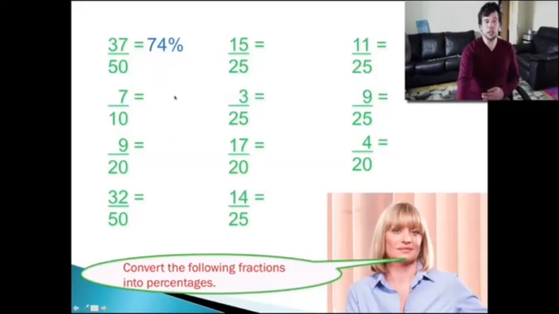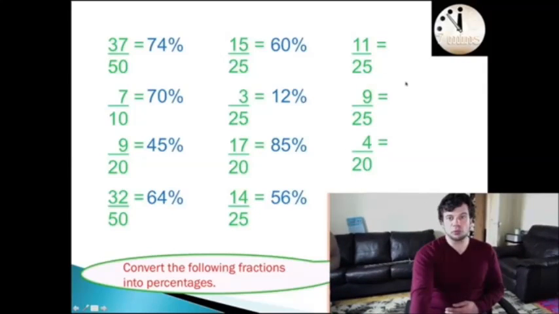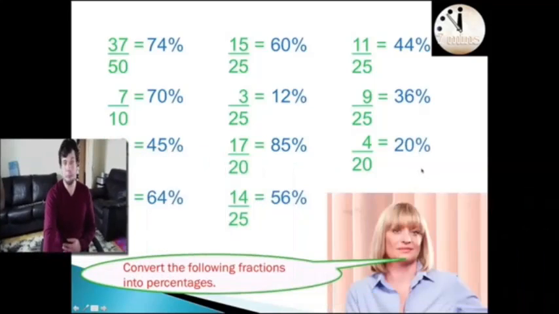74%. We're going to go down in columns. 70%, 45%, 50 times 2, 32 times 2 is 64%, multiplied by 4, 15 times 4 is 60%, multiplied by 4, 3 times 4 is 12%, there are 5 20s in 100, multiplied by 5, 17 5s are 85%, multiplied by 4, 56%, multiplied by 4 again, 44%, and again multiplied by 4, 9 4s are 36%, there are 5 20s, multiply the 4 by 5, 20%.